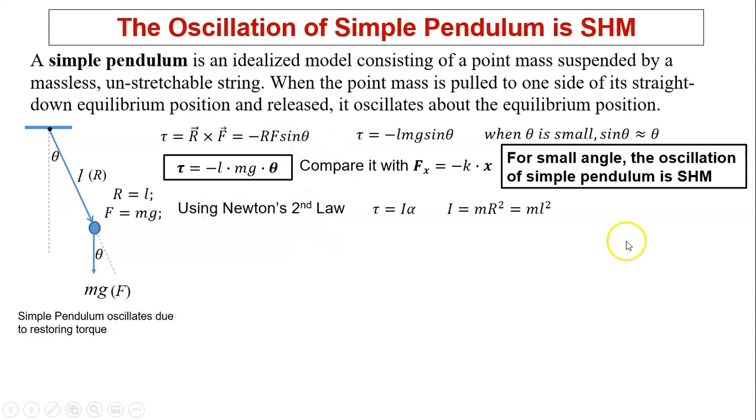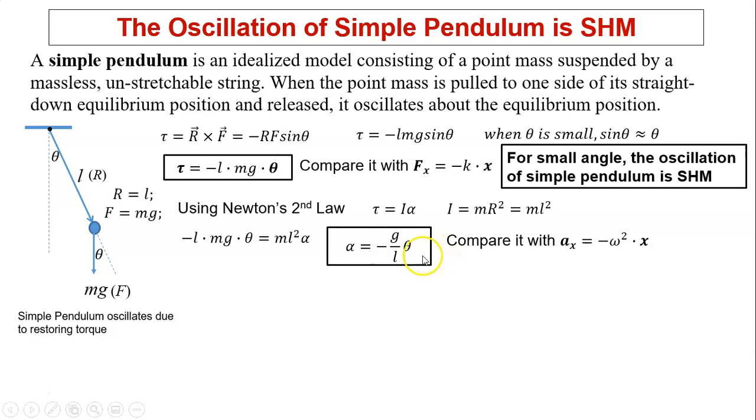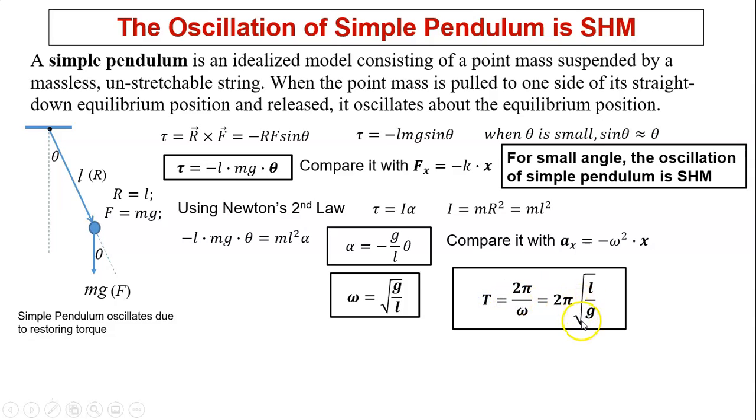Using Newton's second law, torque equals I alpha. I is mr squared in this case. r equals L, so I equals mL squared. Substitute into torque equals I alpha. You can solve for alpha. Compare this with a_x equals negative omega squared times x. You can see omega equals this. And so T is 2 pi square root of L over g. This is the period of a simple pendulum.